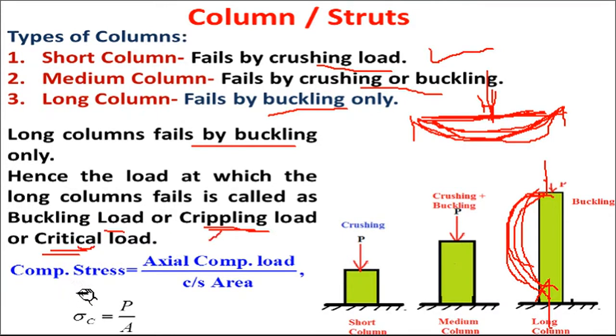To find the compressive stress in the column, it is the axial compressive load divided by the cross-sectional area. Stress means force upon area, and compressive stress is sigma C, where C stands for compressive. Sigma C is equal to P by A. So the axial compressive load divided by the cross-sectional area gives you the compressive stress. And here I have shown a short column, having very small length, a medium column, and a long column having much more length.